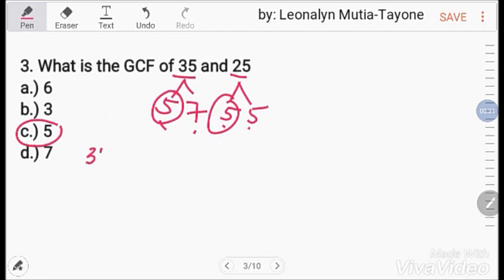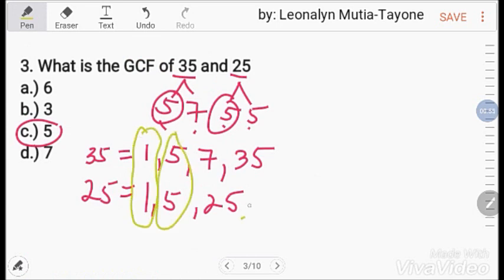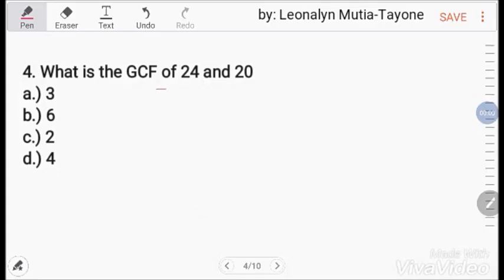Another solution is ilatag mo lahat ng mga factors nito. Ang 35, 1. Next is 5 pair with 7. And this is 35. 25, 1, 5, and 25. These are all the factors of these numbers. Common factors, at wala na. So, the greatest common factor is 5. So, letter C.